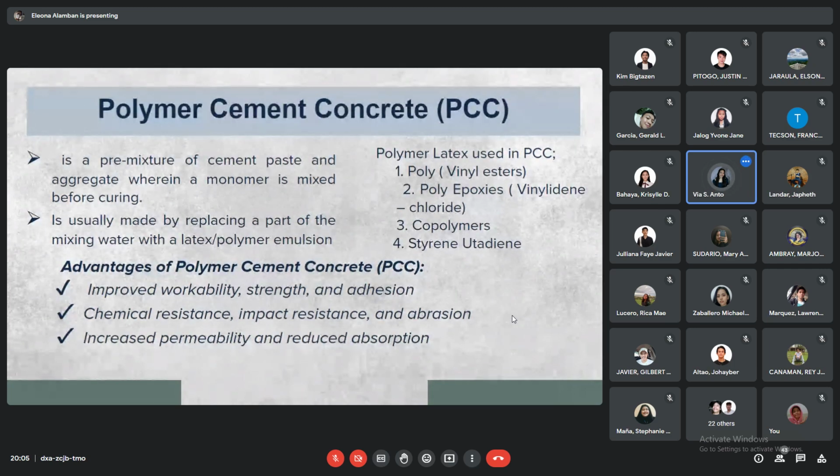Next. So another type is polymer cement concrete or PCC. So what is it? It is a pre-mixture of cement paste and aggregate wherein a monomer is mixed before curing. It is usually made by replacing a part of the mixing water with a latex or polymer emulsion. The advantages of polymer cement concrete or PCC: first, it has improved workability, strength, and adhesion. Second, it has chemical resistance, impact resistance, and abrasion resistance. Third, it has an increased permeability and reduced absorption.